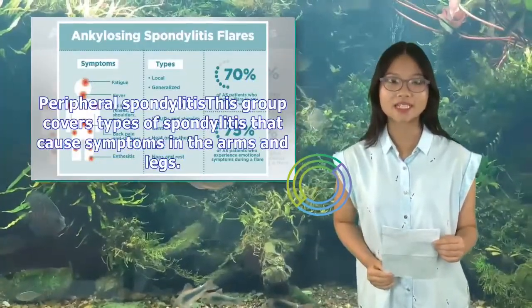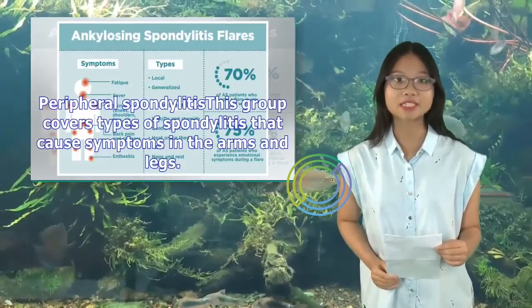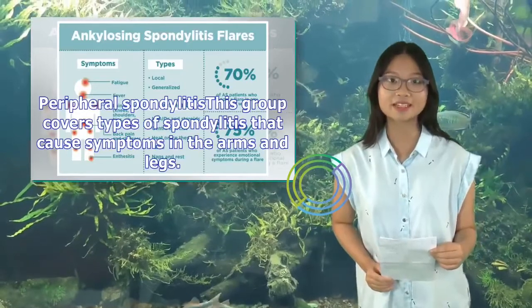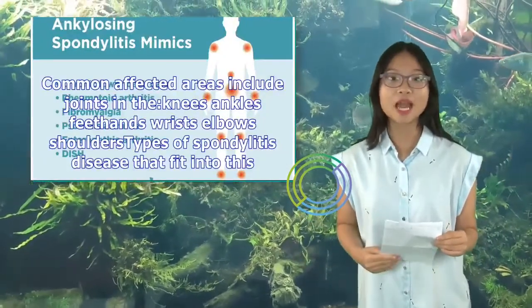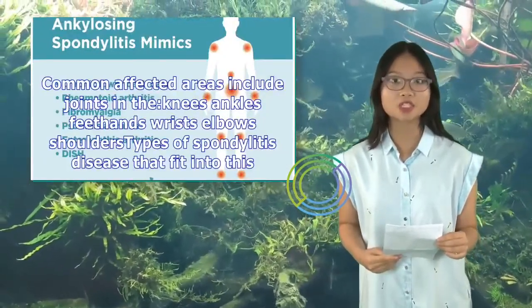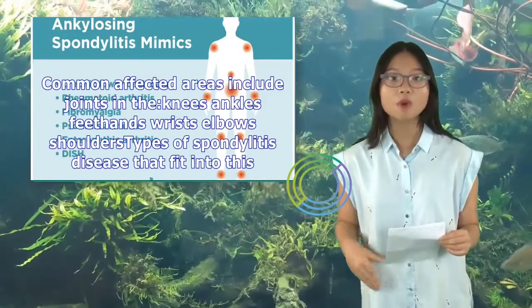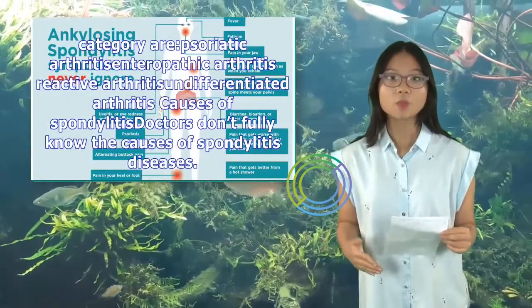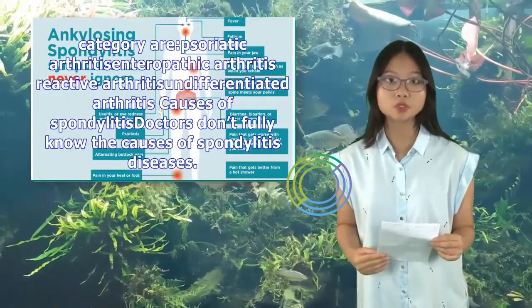8. Peripheral spondylitis. This group covers types of spondylitis that cause symptoms in the arms and legs. Common affected areas include joints in the knees, ankles, feet, hands, wrists, elbows, and shoulders. Types of spondylitis disease that fit into this category are psoriatic arthritis, enteropathic arthritis, reactive arthritis, and undifferentiated arthritis.